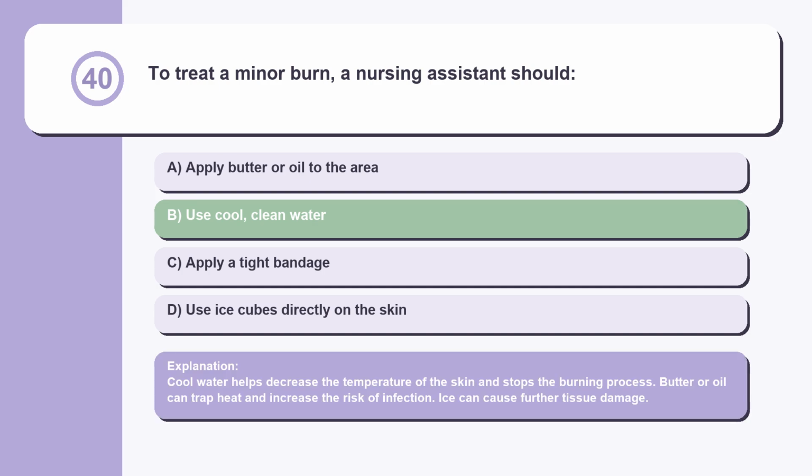Cool water helps decrease the temperature of the skin and stops the burning process. Butter or oil can trap heat and increase the risk of infection. Ice can cause further tissue damage.